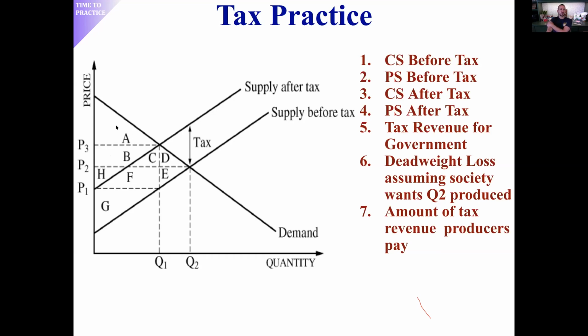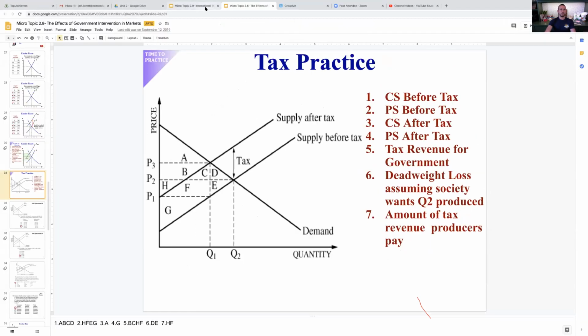Your consumer surplus is up here, producer surplus down here, your deadweight loss is D and E, and the tax revenue generated by the tax is BCHF. Consumers are essentially paying BC for the tax, and producers are paying H and F. So hopefully you remember that, but I'll post a video covering that and also covering world trade.